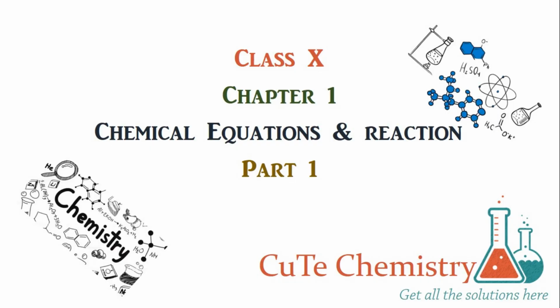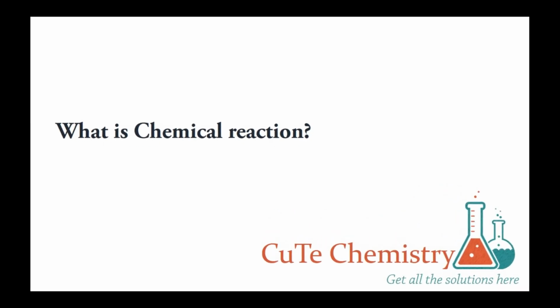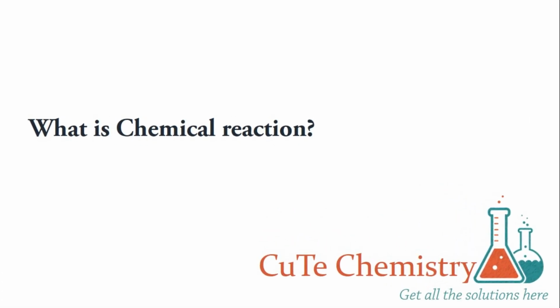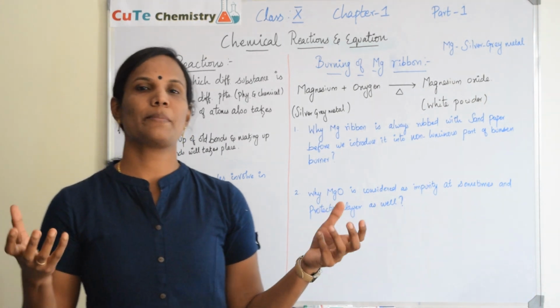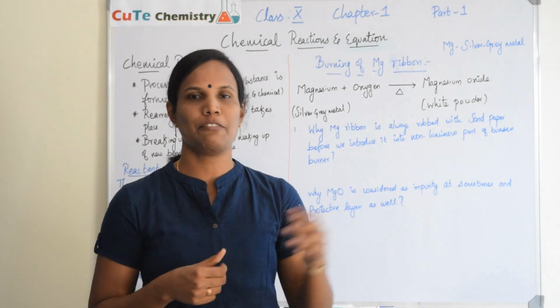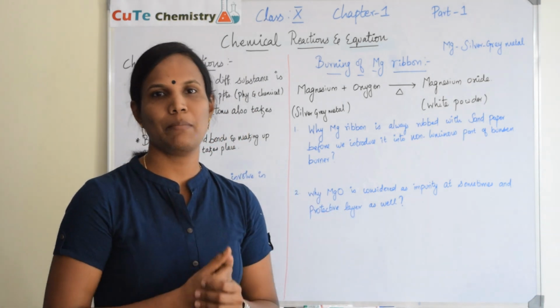In today's class, I am going to teach about chemical reactions and equations from chapter 1 for class 10. First, what is meant by a chemical reaction? When any two substances are put together and we get a different product, this is called a chemical reaction.